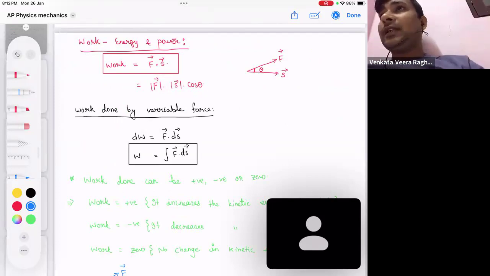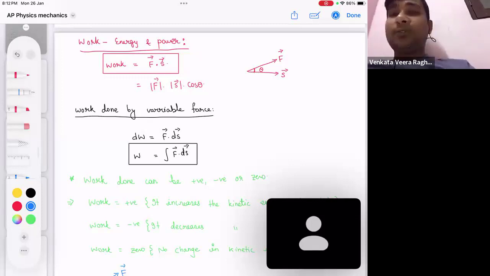So work is done on a particle for what purpose? To change the kinetic energy. Change the kinetic energy means change the speed or velocity of the particle. We can increase the kinetic energy or we can decrease the kinetic energy depending on what kind of work we are doing. If we are doing positive work, kinetic energy will increase. If we are doing negative work, kinetic energy will decrease. And if we are doing zero work, then what will happen? Kinetic energy will remain unchanged. Is that clear? Please tell me.